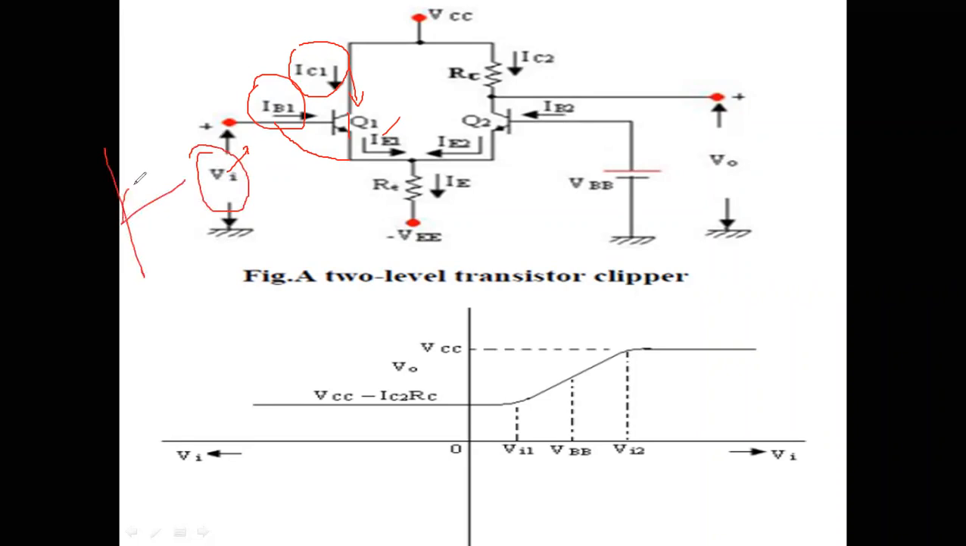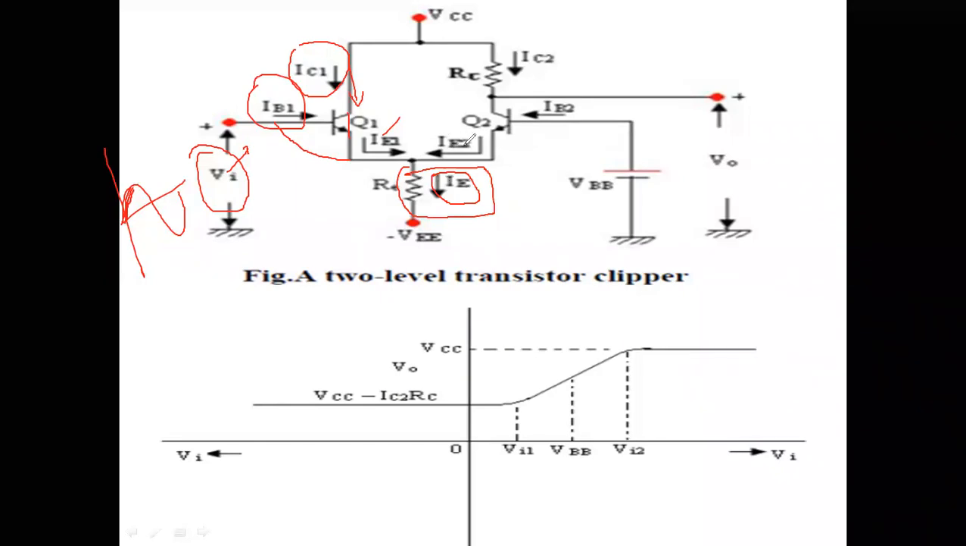Our input voltage is sinusoidal. Therefore, with respect to time, voltage is increasing. As the voltage is increasing, the current will increase. As this current is increasing, the IC current also increases. As IC increases, IE also increases. As this IE1 is increasing, it will change IE2, because this resistance is constant and this current is maintained constant. This IE1 is increasing, so IE2 is going to vary.